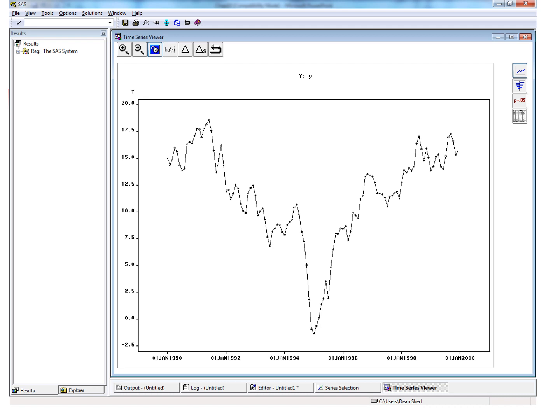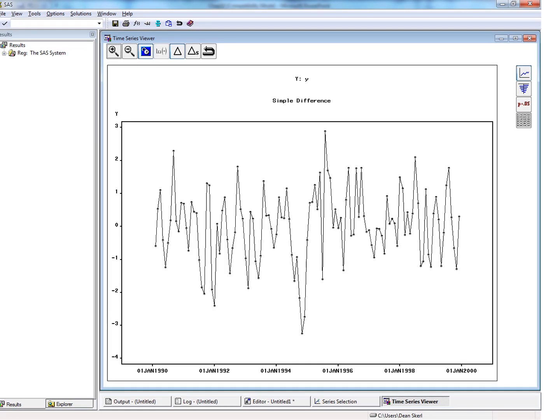So I can start off by looking at the difference of the data. Instead of the y sub t, I look at the z sub t, where z sub t is y sub t minus y sub t minus 1. The z sub t looks like this. That looks pretty good, right? It says simple difference. I just click that little triangle button in the upper left. That triangle button means difference. Certainly looks like a horizontal line.